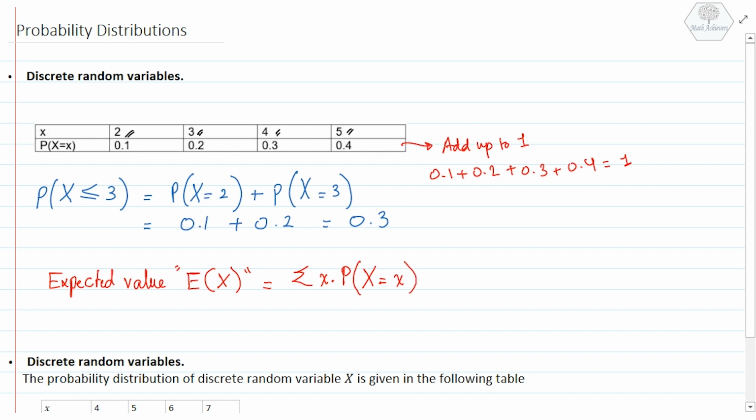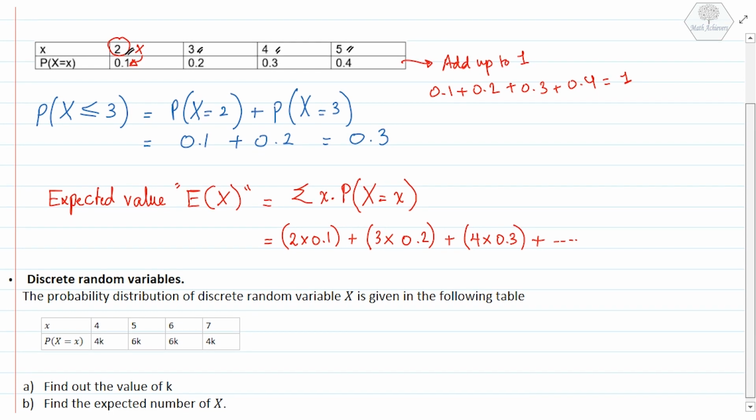You don't have to panic, because now I'll explain how we can find it. It's very simple and very easy. Each x value, I simply multiply it by its probability and then I add them up. So the expected value in this case would be 2 times 0.1 plus 3 times 0.2 plus 4 times 0.3, and so on. By this, I can find the expected value, which is the mean of x.